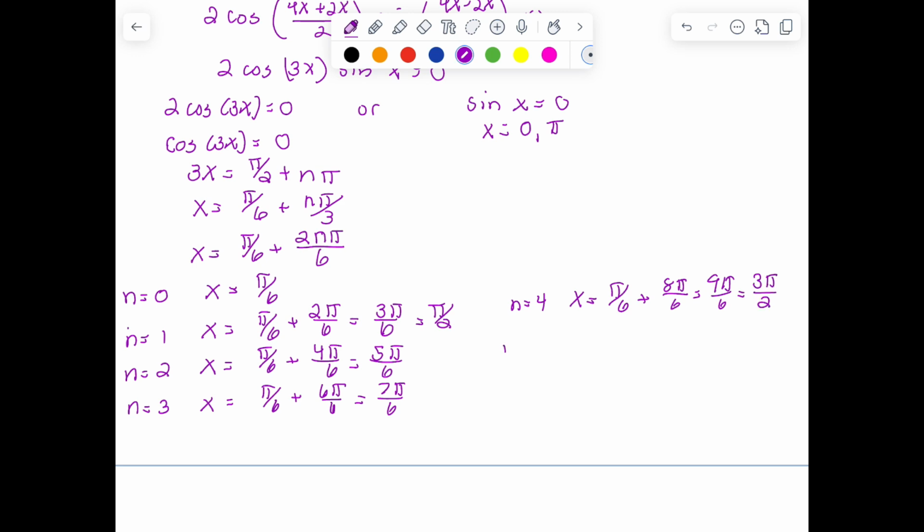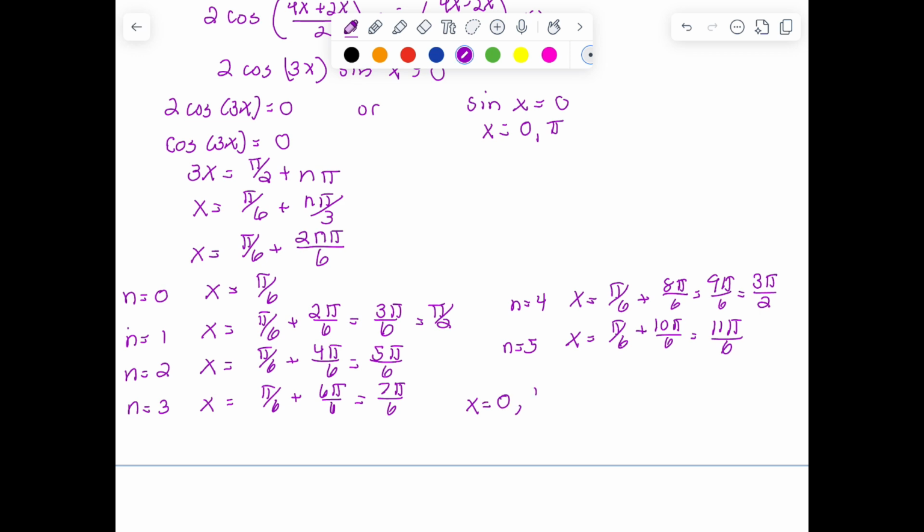Now let's let n equal 5, because we still haven't gotten to 2 pi yet. That gives me pi over 6 plus 10 pi over 6, which gives us 11 pi over 6. The next one will be 12 pi over 6, so that's as close as we can get. So those are all those angles.